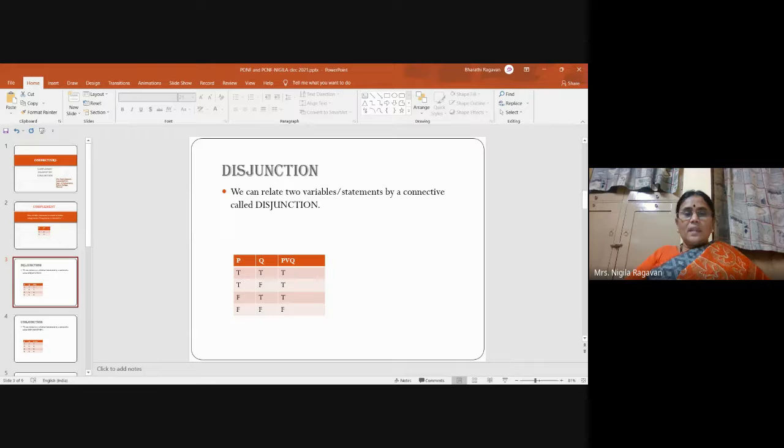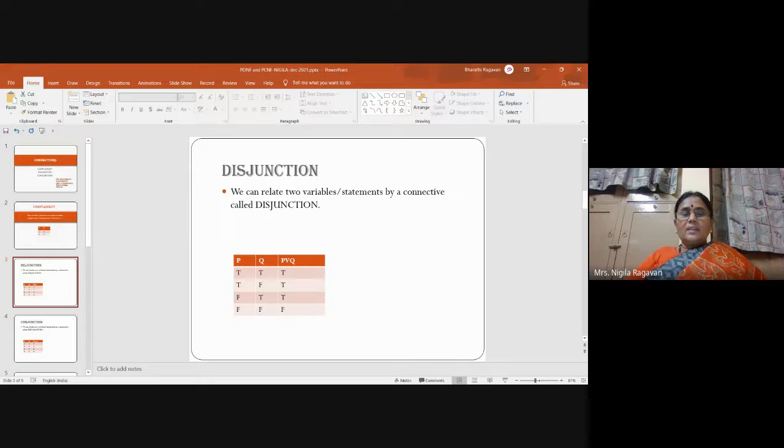So what are the various truth values for P and Q? Both are true. P is true, Q is false. Third case is P is false, Q is true. The last case is both are false. Case 1, if P is T and Q is T, what is the answer for P cup Q?